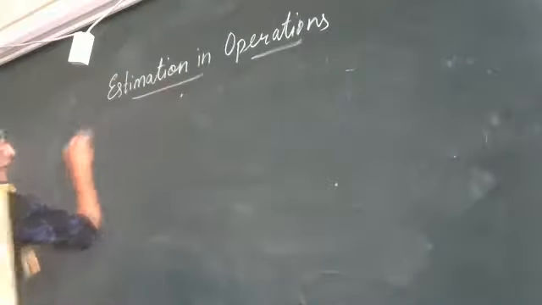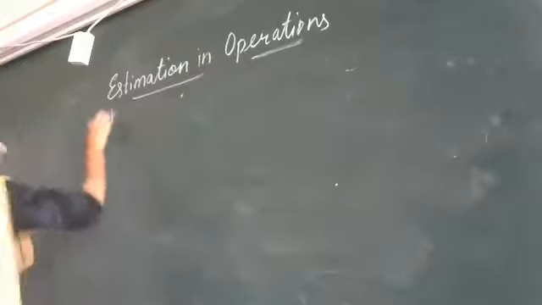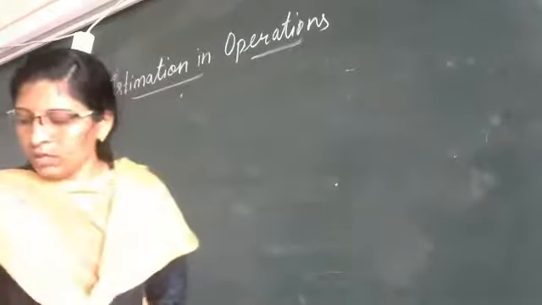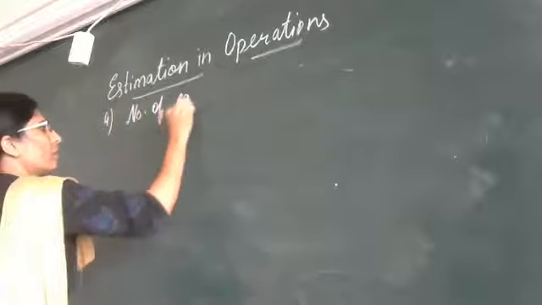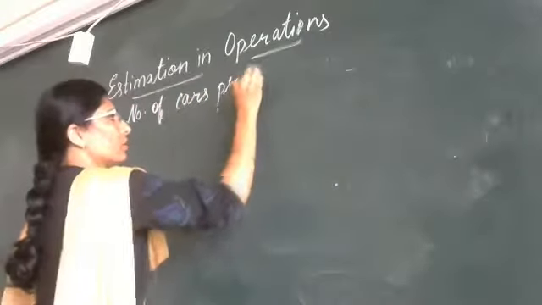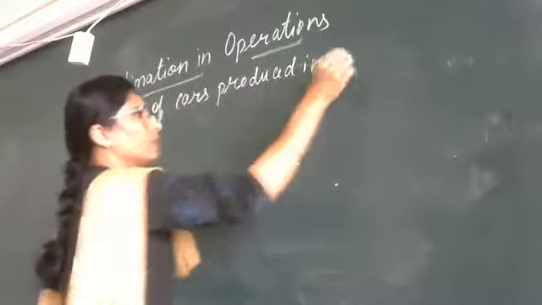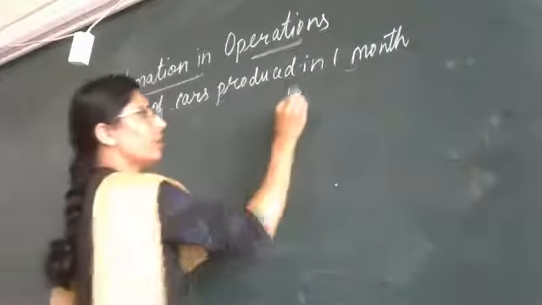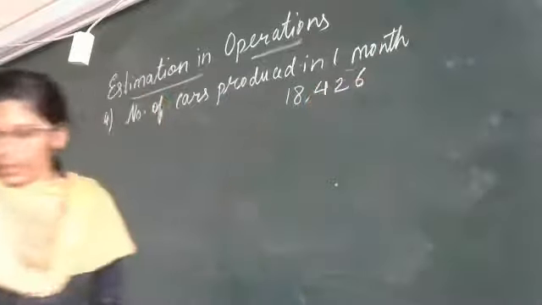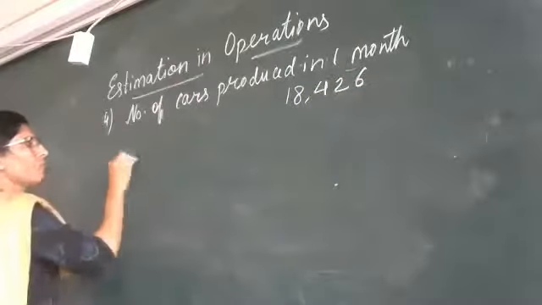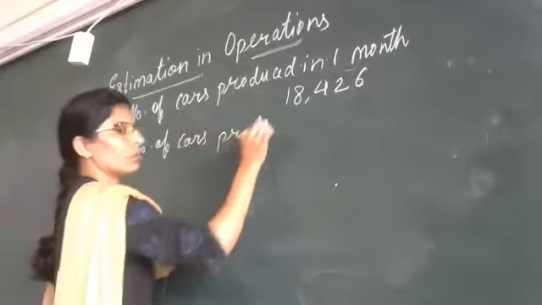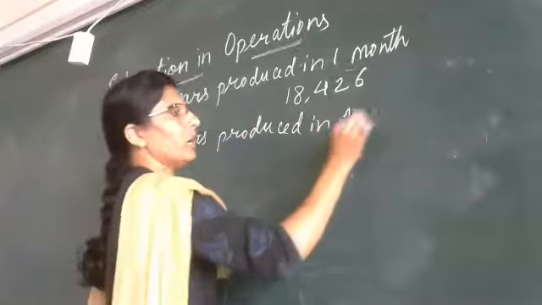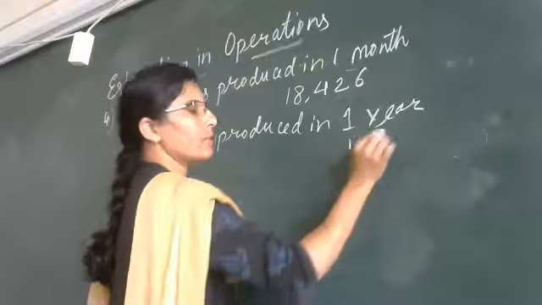Okay, so what is given here? Fourth question we are doing. What is given? Number of cars produced in 1 month, 18,426. Now we have to find number of cars produced in 1 year. 1 year means 12 months.